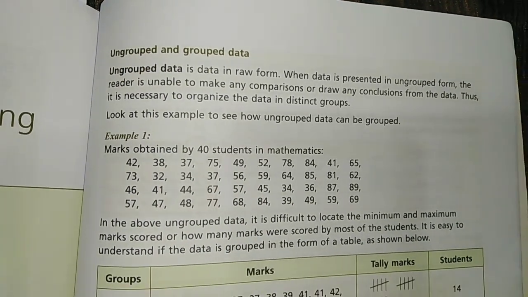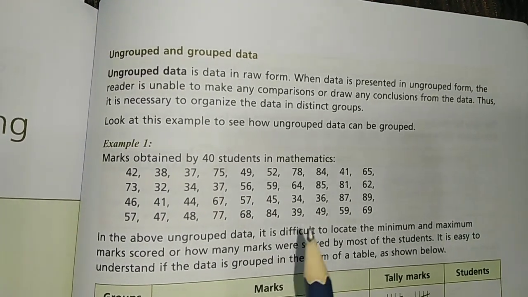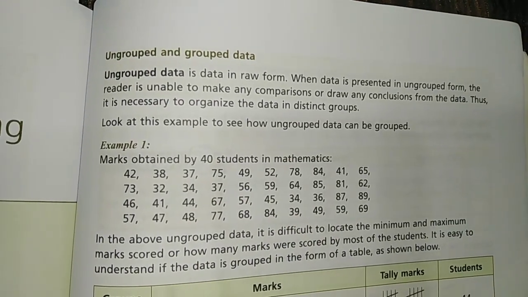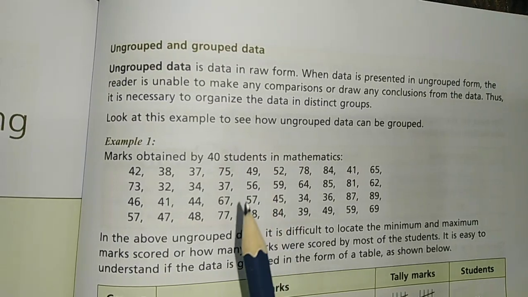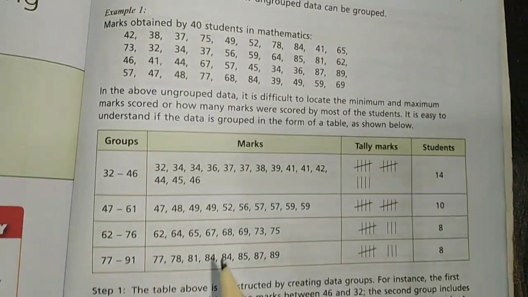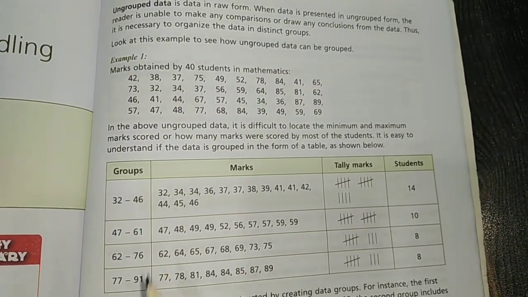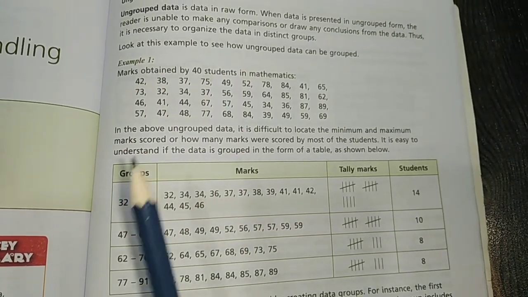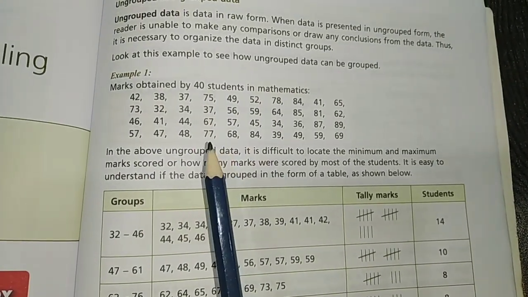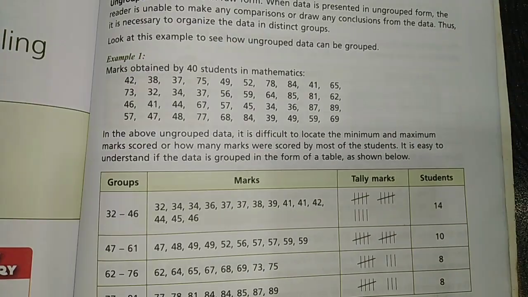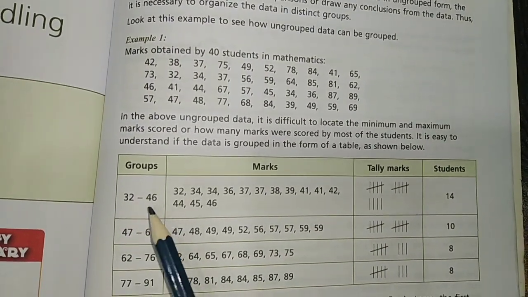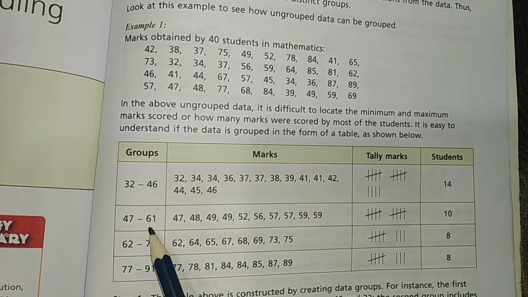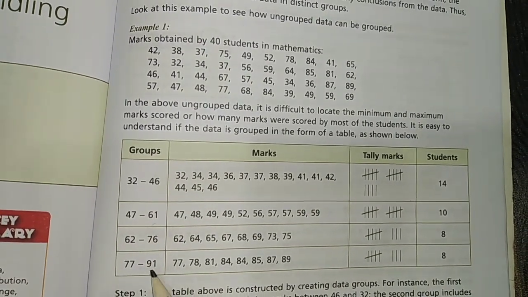In the above ungrouped data, it's difficult to locate the minimum and maximum marks scored or how many marks were scored by most of the students. It is easy to understand if the data is grouped in the form of a table, like this. Firstly, we have to make the range of the data. The lowest number in the data is 32, so we make the range 32 to 46, as it's our choice. Next is 47 to 61, 62 to 76, and 77 to 91.